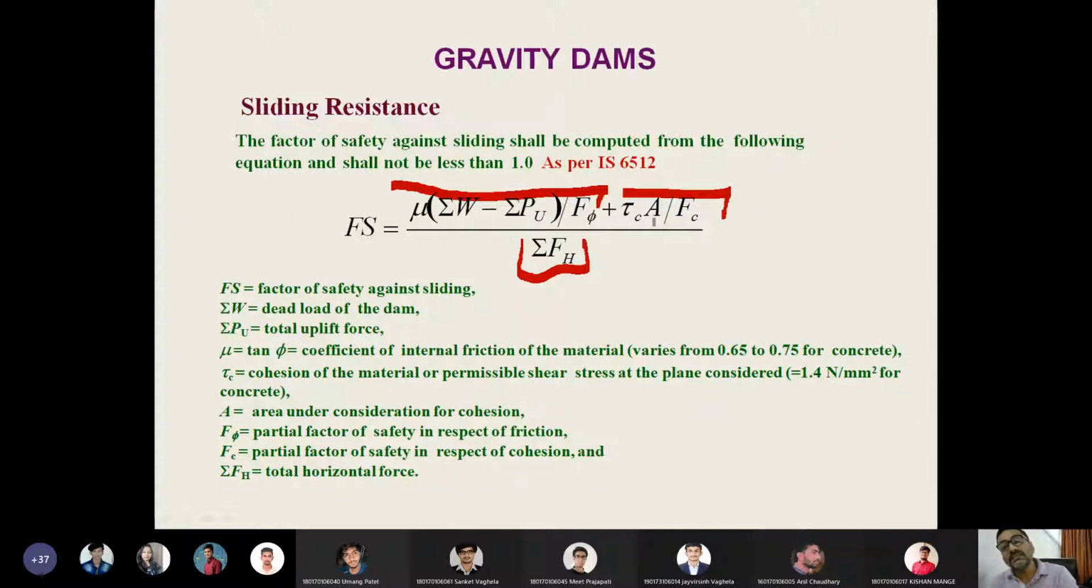I have mentioned that the calculation of the area where this tau c is acting is important, because if we are considering the base, it's okay. Otherwise, at different levels, we will get a different value of A, say below 5 meter, 10 meter, 20 meter. So it would be a variable quantity.